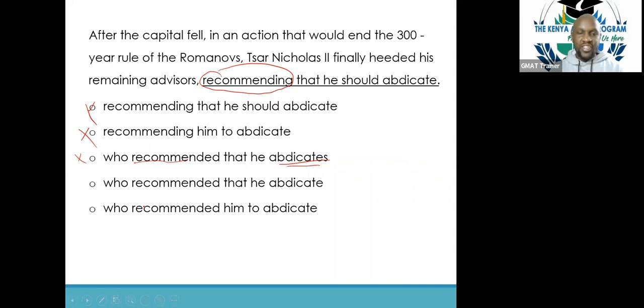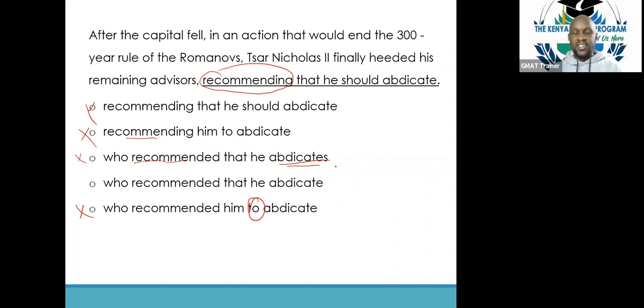E says who recommended him to abdicate. The problem with E goes back to the rule of the subjunctive, where we said that the subjunctive takes the bare infinitive form. So if it takes the bare infinitive form, then we don't expect it to have the word to. In this case, this has the word to there, so it's incorrect by that particular rule. The same case for B here. While maintaining the present continuous tense of that particular verb, it also does not drop the infinitive to here. So in this case, your answer will be D.